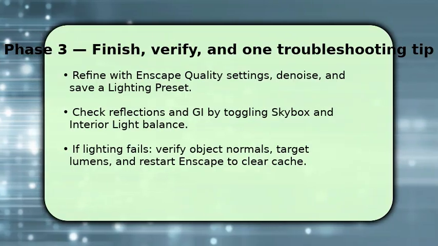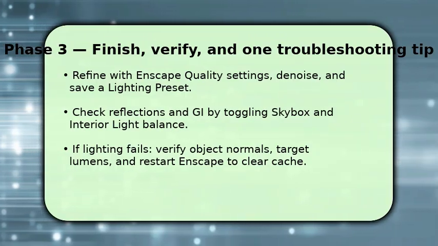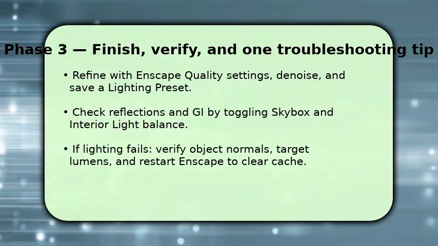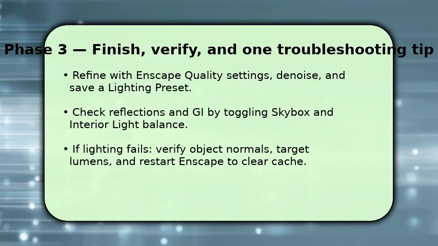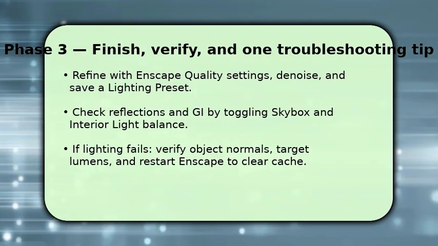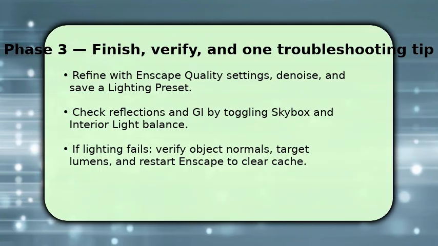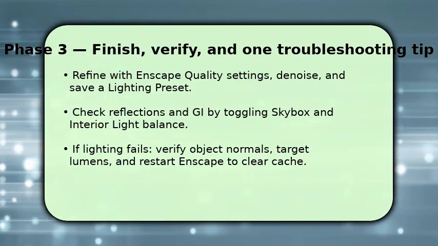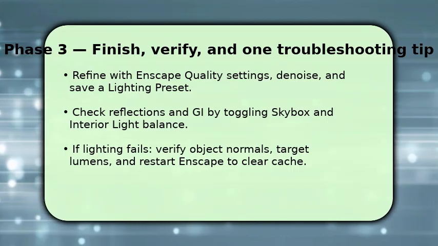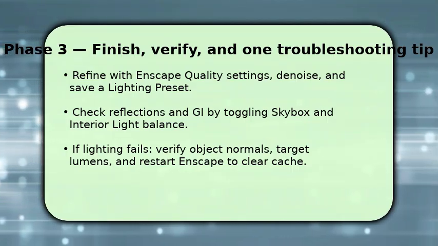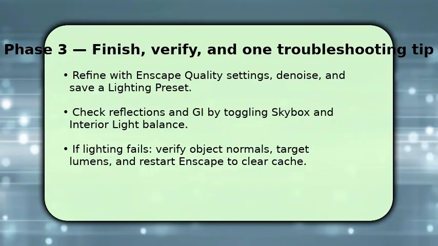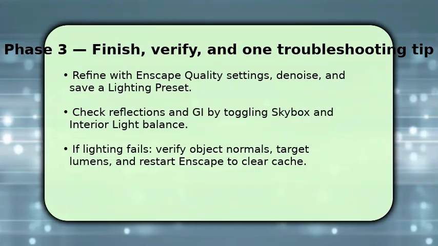Make incremental tweaks. Lower ambient or sky brightness to reveal interior lighting, or boost fixture lumens for more punch. If something still looks wrong, inspect object normals and verify lumens are realistic. Sometimes materials with black emissions or inverted normals block light. If needed, restart Enscape to clear the cache. That often resolves stubborn visual glitches.